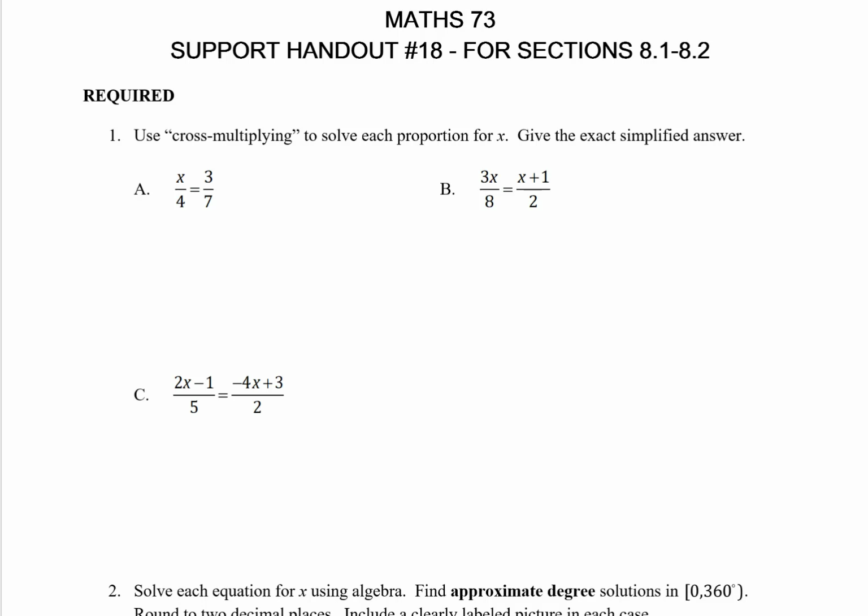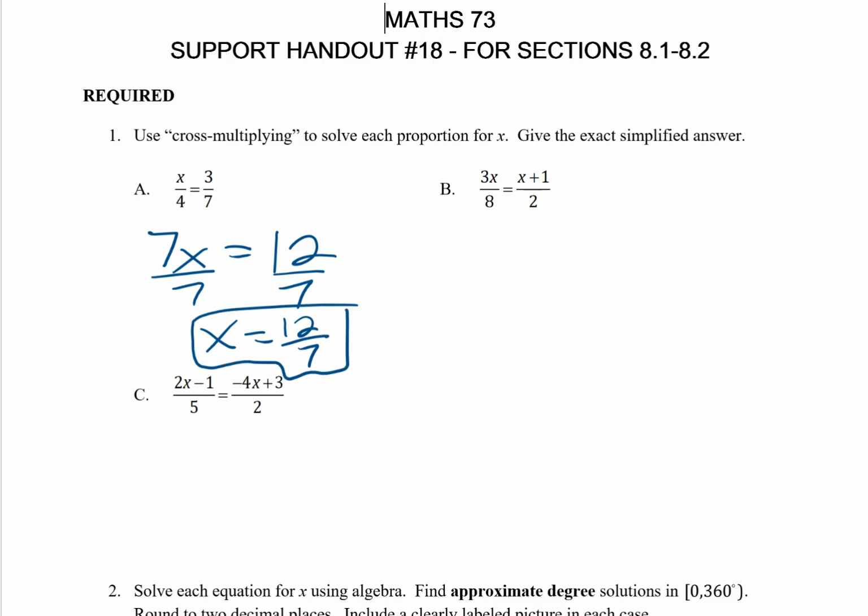Support handout number 18. Problem number 1, we want to solve for x using cross multiplying. When you have one fraction equal to another, the cross products are equal. In other words, if you multiply diagonally, 7 times x, you get the same thing as multiplying the other way diagonally, 3 times 4, which is 12. This allows you then to quickly solve for x. x is equal to 12/7.